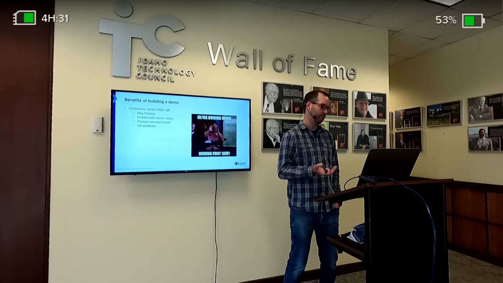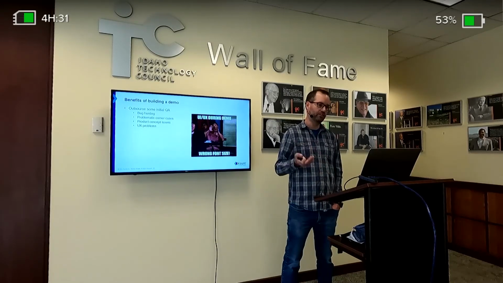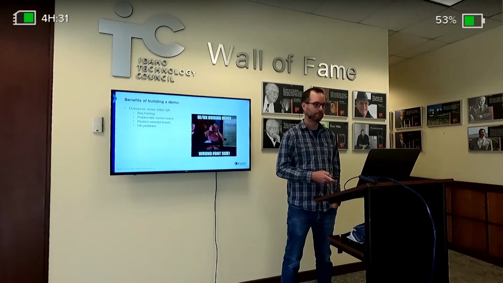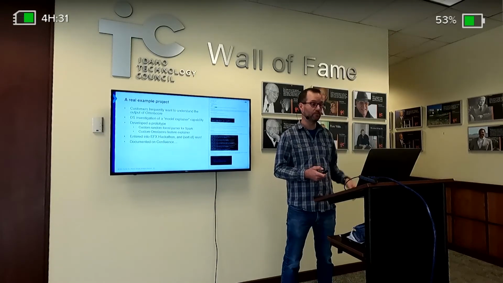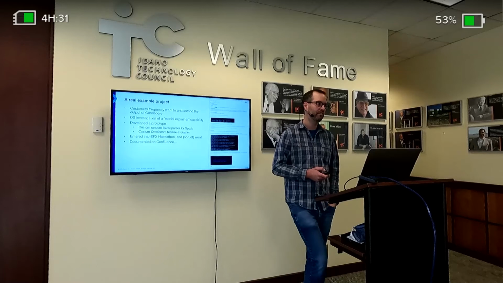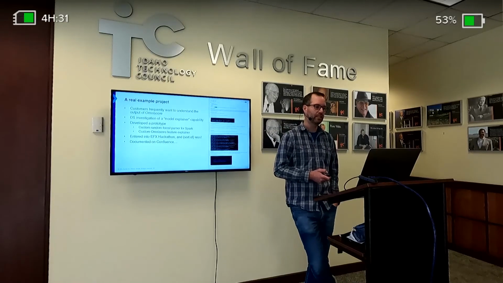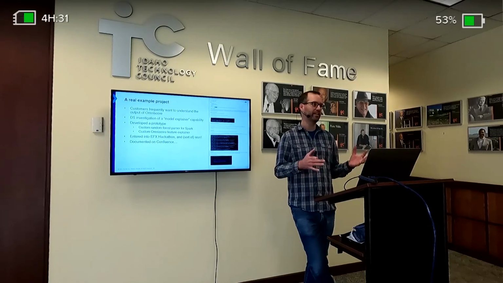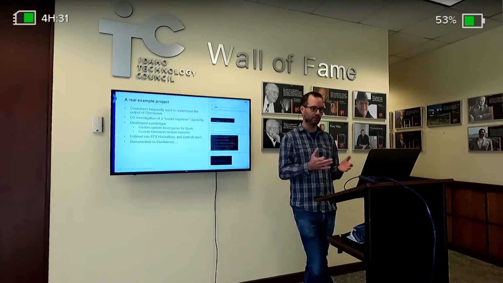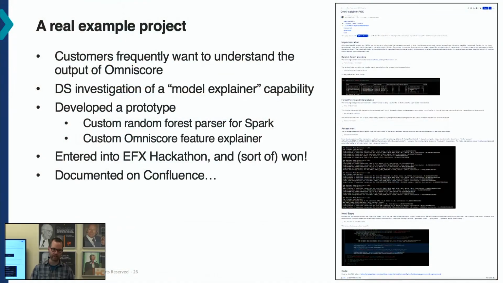And that also like user interface, user experience problems. All right, so I wanted to give a real example that I think illustrates the different response and the different feedback that you can get with these two different approaches. So this is a real example project that I was involved in this year.